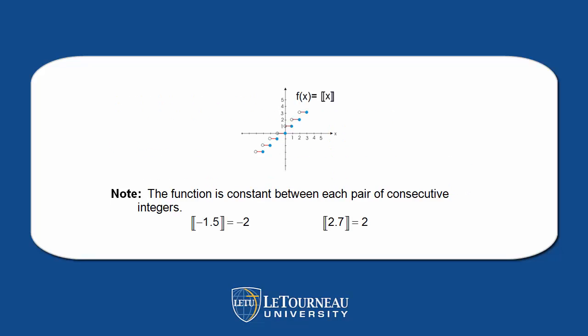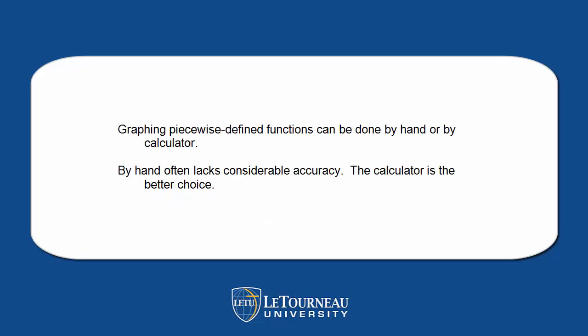Here's a picture of it, and notice I've given you some examples there. Like the greatest integer value of negative 1.5 is negative 2, of 2.7 is 2. If you're in computer science, you will use something like this quite a bit.